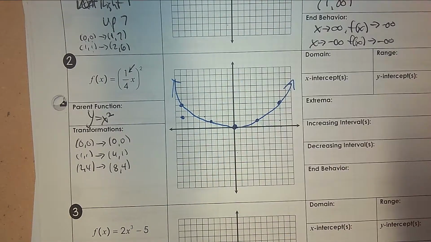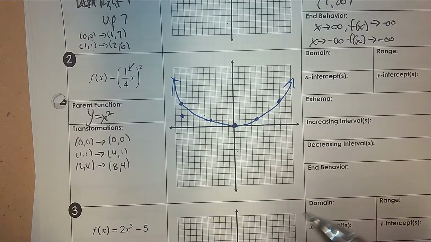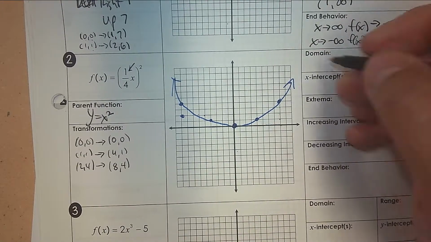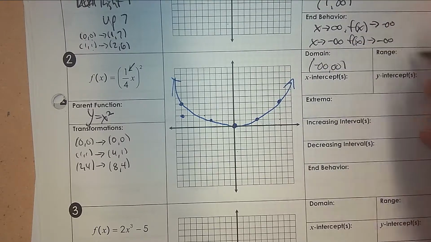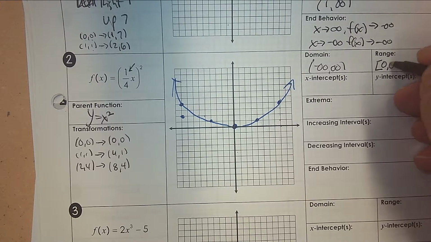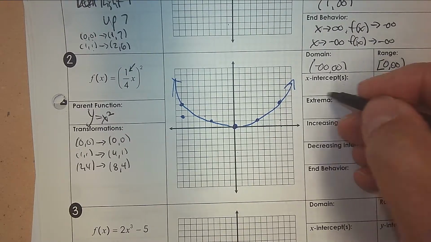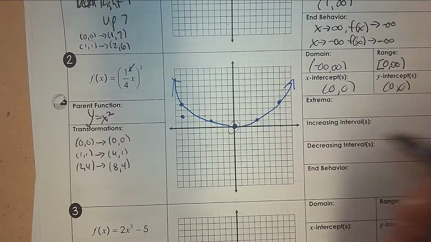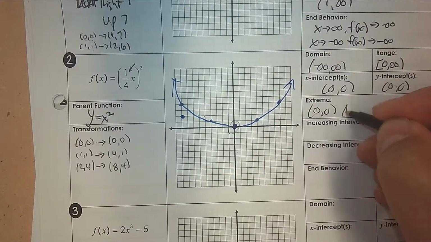So can you see how the parabola has been stretched horizontally? That's why we call it a horizontal stretch. The domain is all real numbers. The range, the bottom of that parabola is 0, and it's included, and it goes to infinity. The x and the y-intercepts are at 0. We have one extreme point at 0, 0, and we call that the absolute minimum.